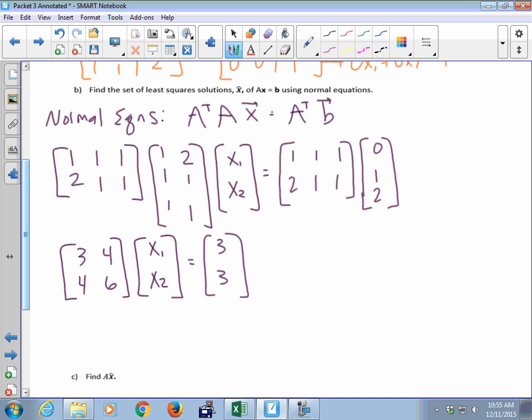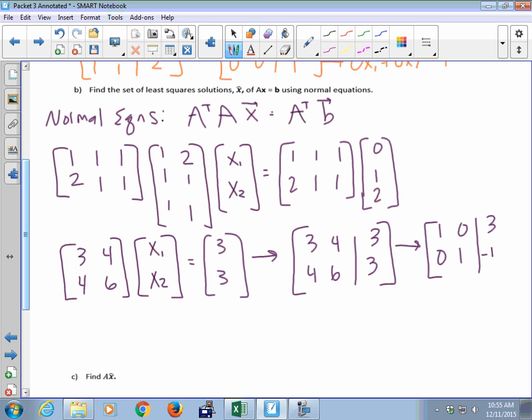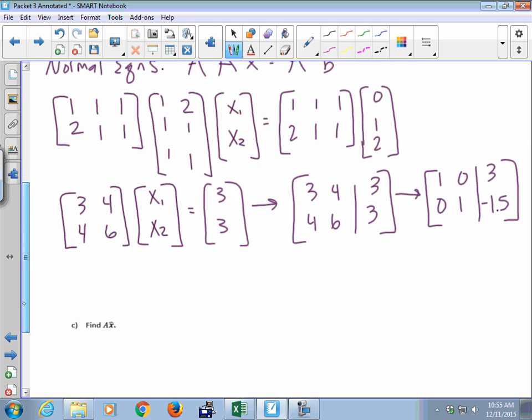Okay, how do I solve that equation for x1, x2? Augment and row reduce. Yep. So just do [3, 4], [4, 6], augmented with [3, 3]. And this becomes [1, 0], [0, 1], with 3, negative 1.5. So that's my x hat, 3, negative 1.5. What other equation I gave you? Oh, they're the same thing.